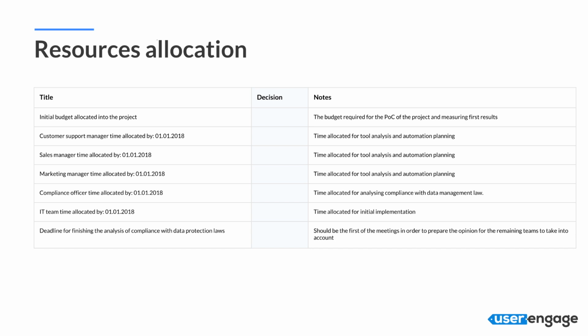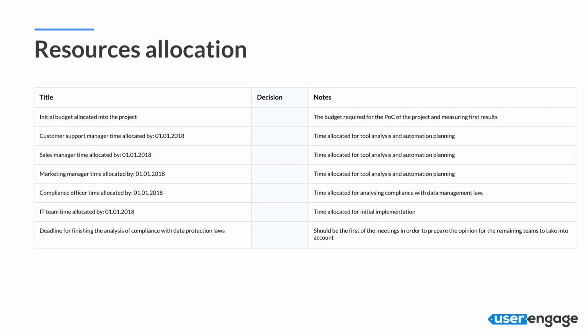The next thing is the customer support, sales manager, and marketing manager time allocated. They need to say how much time they are going to personally allocate to this project, so how much time they'll spend learning and discussing first automations and stuff. And the same applies to their employees. So how much time of each employee you will get, so that they can learn how the system works.